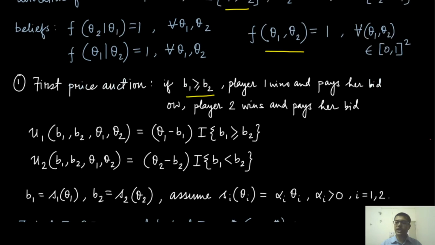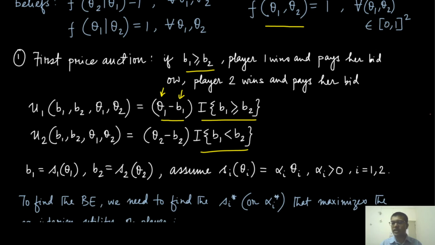So you can write the utility in that context as what we have written in the previous case. The type determines how much they value that object, and the bid, because they are paying their bid when they are the winner. So this difference is the net utility when they are the winner. So this happens for player 1 under this condition, and for player 2 under this condition.